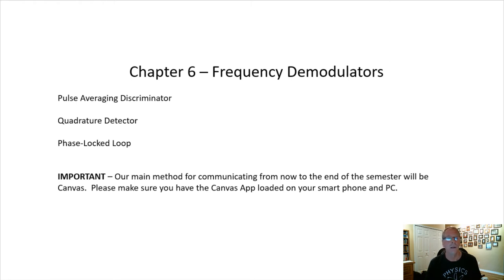Anyway, we'll move along with this. We're going to do the end of chapter 6 today, the very end of it, which we didn't get to a couple weeks ago. I guess it's 3 weeks ago now. So we're going to do the pulse averaging discriminator, the quadrature detector, and the phase lock loop.